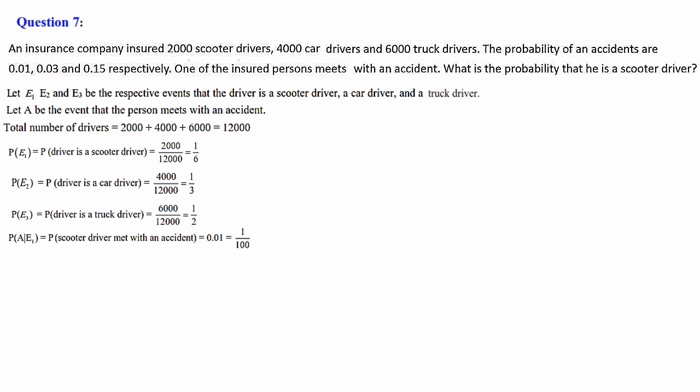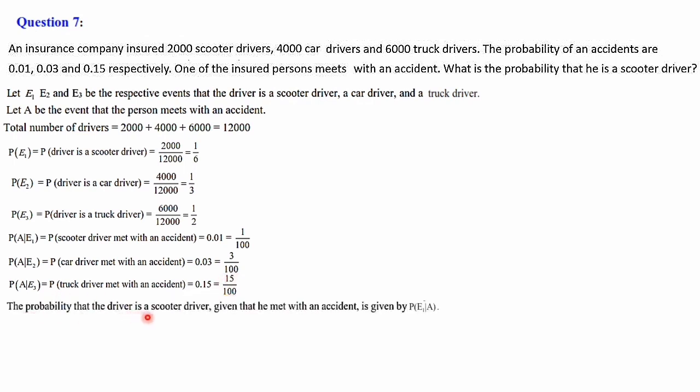Next is 0.03, that is P of A given E2. The car driver meets with an accident. So the probability of a car driver meeting with an accident is 0.03. Here A is already defined, a person meets with an accident, given that E2 category, E2 is a car driver. So P of A given E2 is 3 divided by 100 in fraction form. Next is P of A given E3, here it is 0.15, a truck driver meeting with an accident. So the probability of a truck driver meeting with an accident is 0.15. When we make it a fraction, 15 by 100.